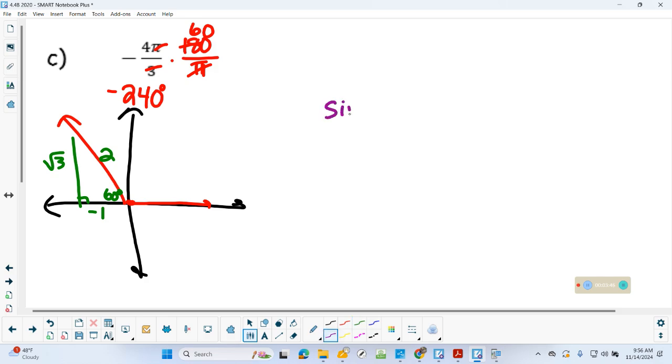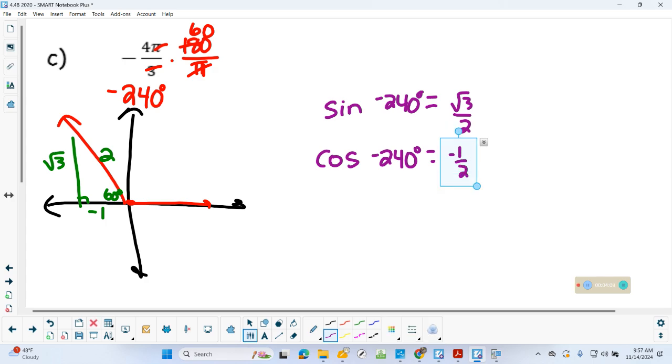So sine, of course. Sine of negative 240. Just labeling all dramatic. Opposite over hypotenuse. And then we need the cos of our angle, which we put in degrees. So cosine, adjacent over hypotenuse. And last but not least, tangent of our negative 240. What do you have for tangent? Negative square root of 3.